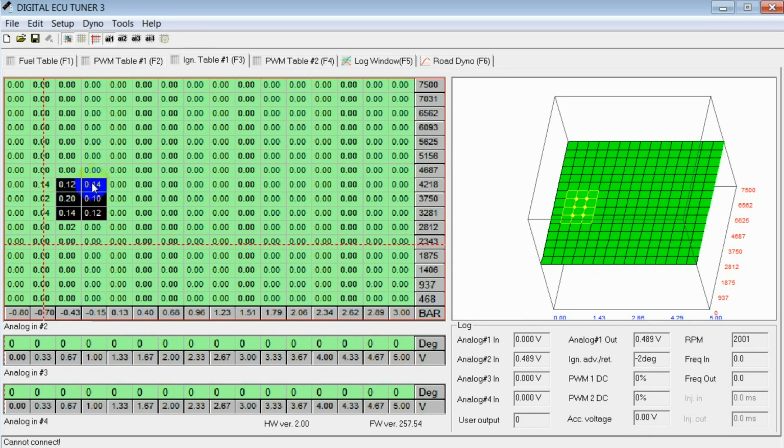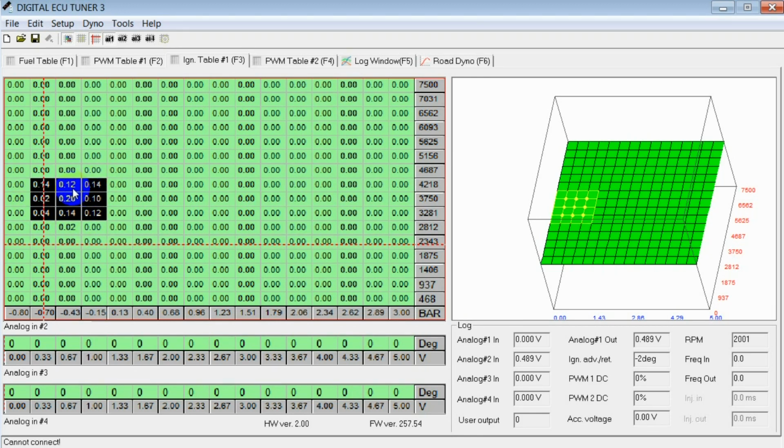So these are averages, again, average. So we could have been in these cells many times with no knock, but there was knock sometimes, and this is the average voltage that we're getting. So we can see that basically it's all very similar, 0.14, 0.12, we've got 0.2, 0.1.